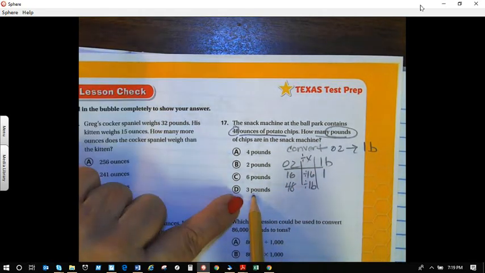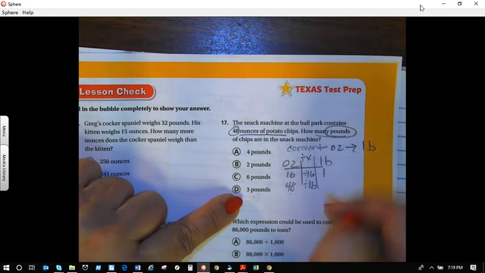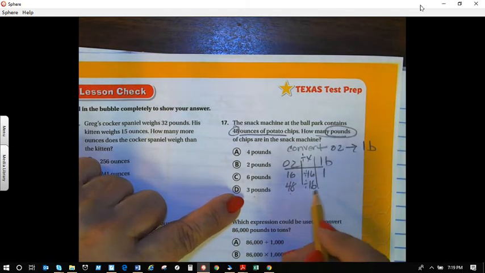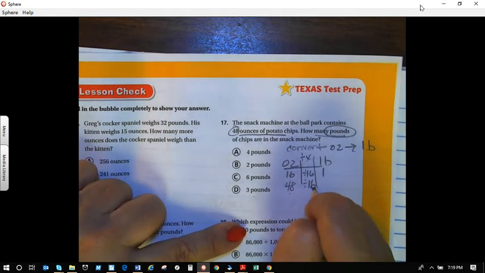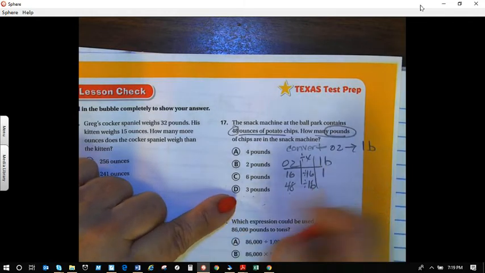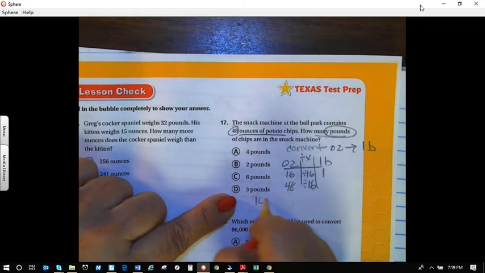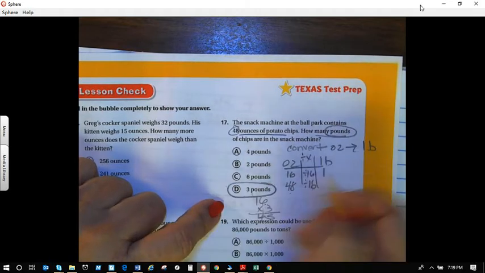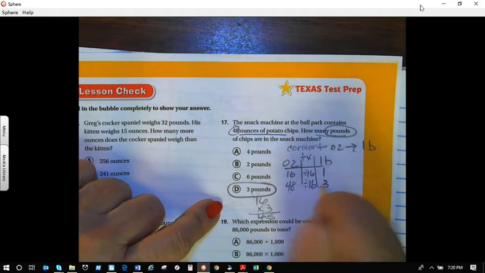So is 3 times 16 equal to 48? Let's see, do it this way. 16 times 3 equal to 48. 16 times 3, that's 48. There you go. My answer is 48. So 48 divided by 16 equals 3 pounds.